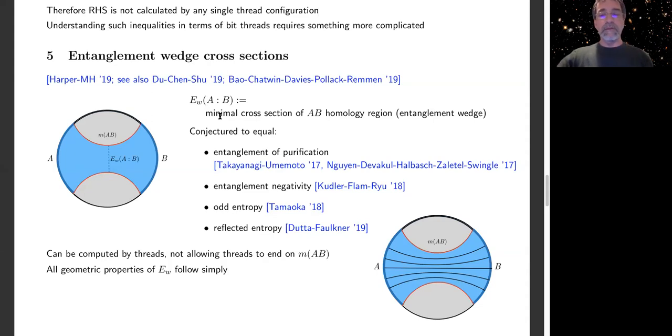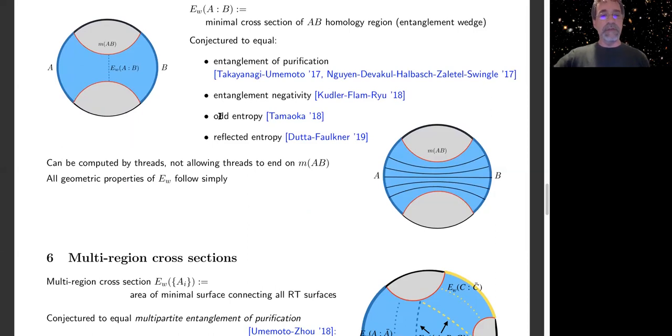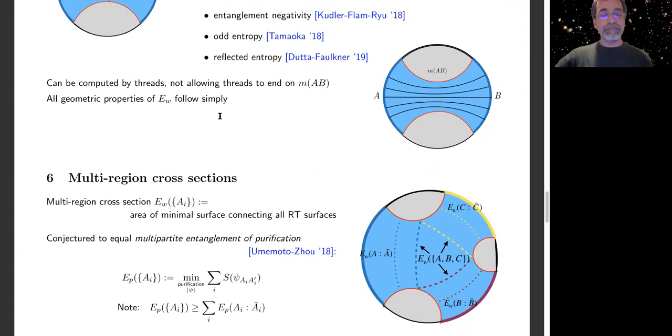What's more interesting is what happens when you have more than two regions at once. So you have this notion of a multi-region cross section, and here there are various generalizations you can make. From a geometrical point of view, one thing you can ask about is the area of the minimal surface that joins all the parts of the shared RT surface of A, B, and C. Okay, so let me go through that again. Here I have three boundary regions, A, B, and C. I look at their joint entanglement wedge, that's the blue region.